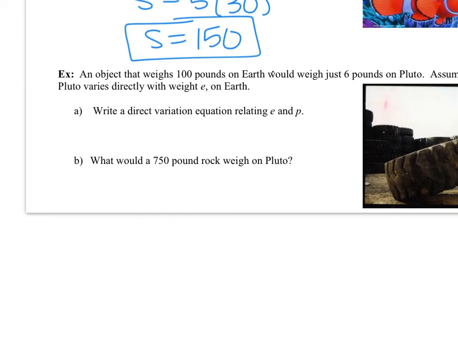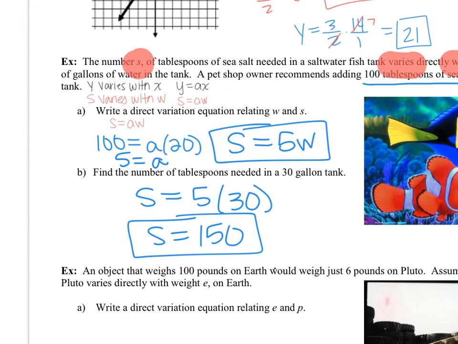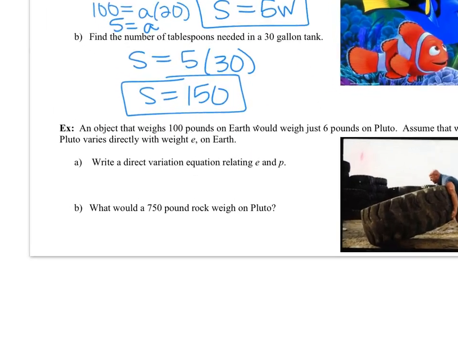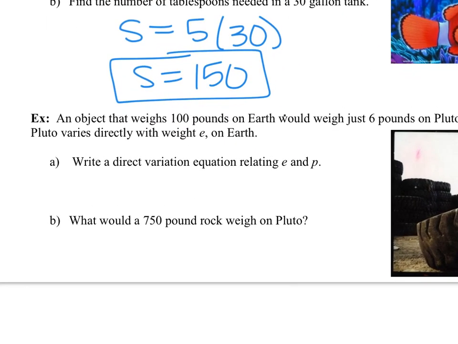So in this example, you're going to start by creating the sentence, something varies with something, right below y varies with x. You're going to start with y varies with x and then create this sentence for this problem. You're going to set up and solve your direct variation equation and then also solve part B. Pause the video, press play when you're ready to check your answers.